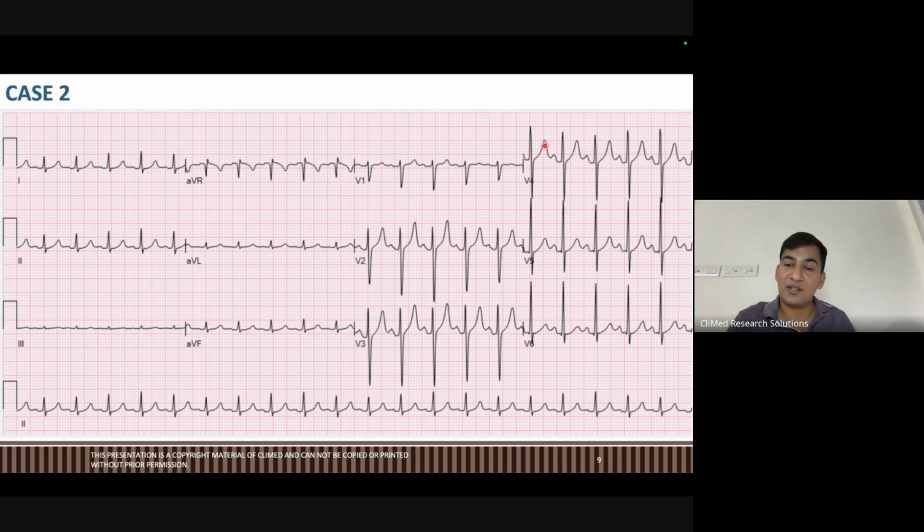This is taller, this is smaller, this is taller, this is smaller. So the smaller one is P. In flutter, everything will be the same, like a jigsaw or tooth saw. You have seen a tooth saw, right? Everything will be similar. That is called flutter waves, or fibrillation waves.